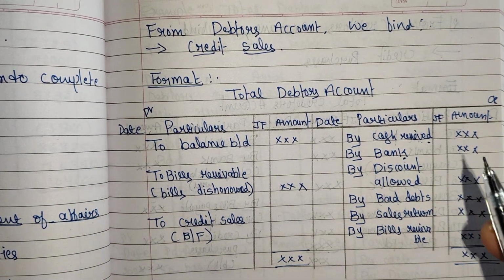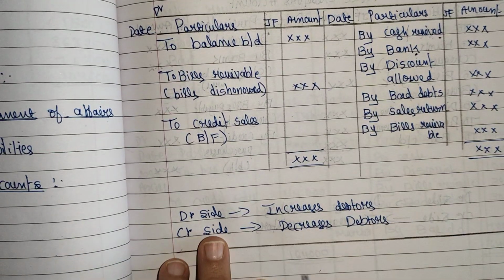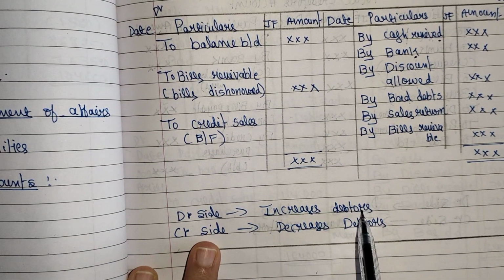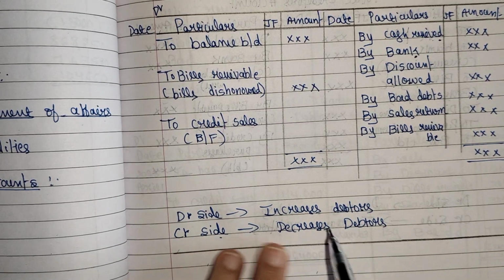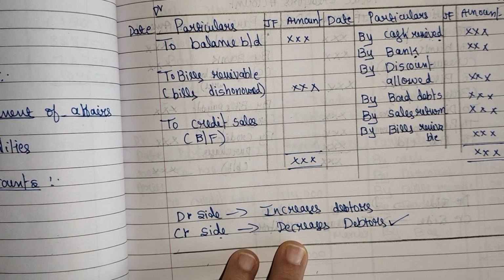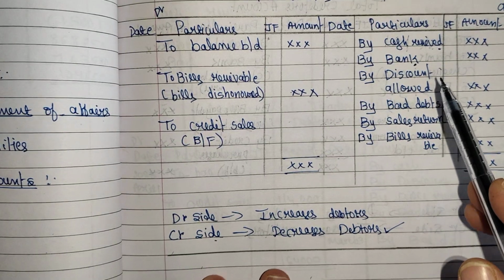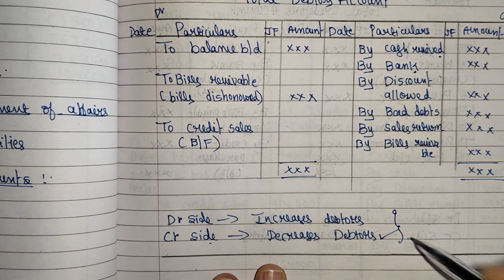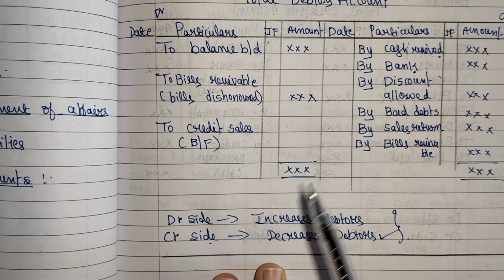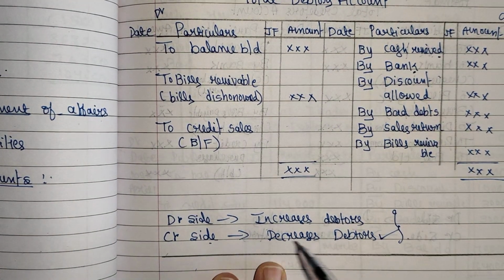So the here technique is debit side increases debtors and credit side decreases debtors. See, credit side decreases debtors. You need to remember this technique. In debtors account, credit side decreases.